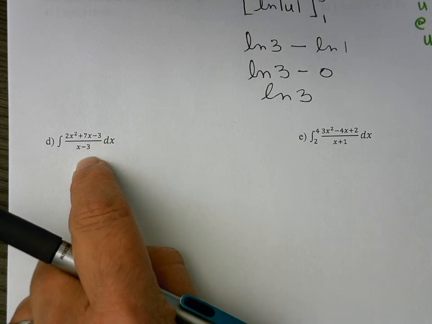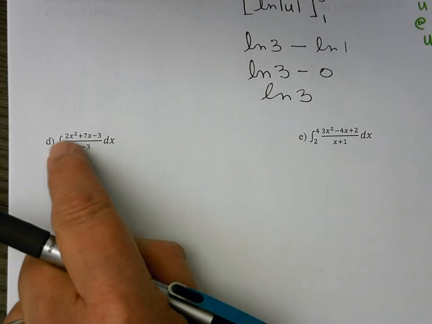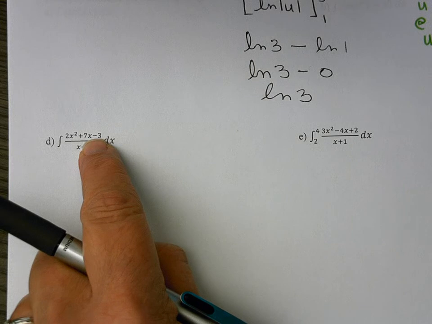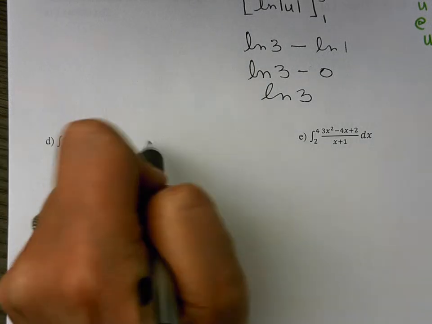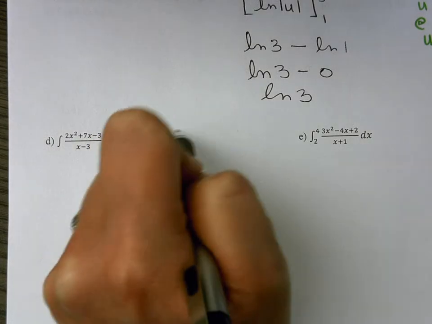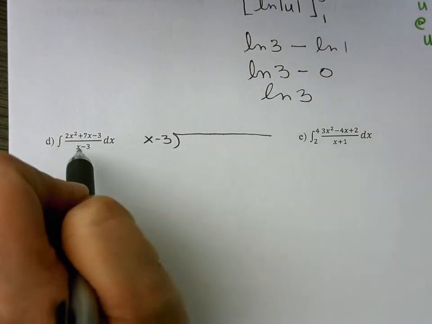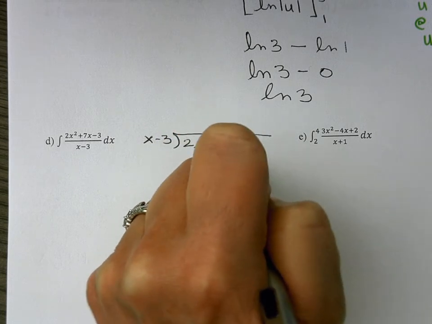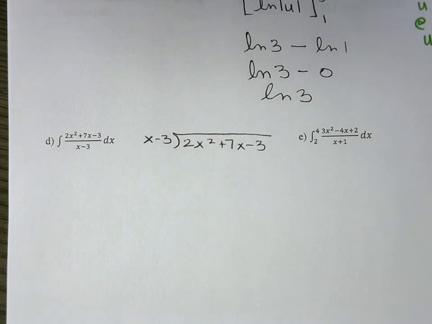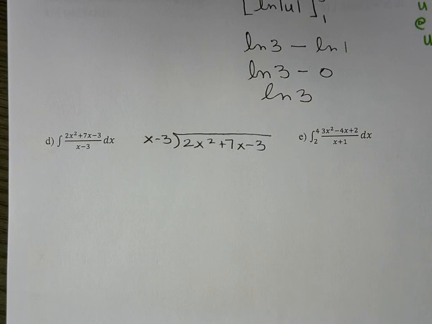Long division. I have an improper fraction. The power or the degree in the numerator is higher than in the denominator. So here we go. Long division or synthetic, right? Whatever you prefer. Great time to hit pause, give it a whirl, and then check to see if you did it right, okay?